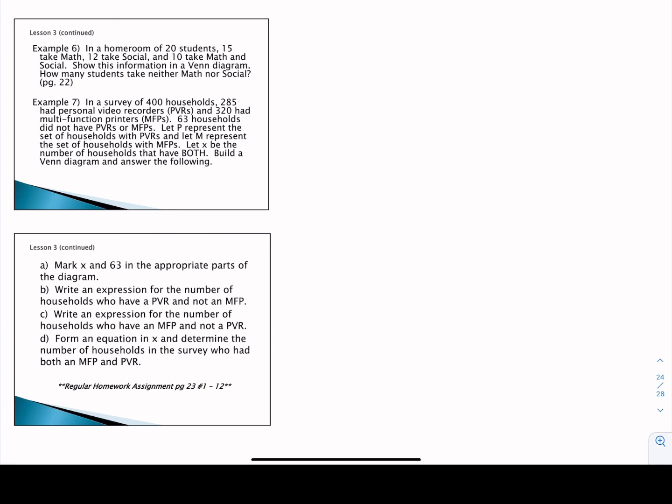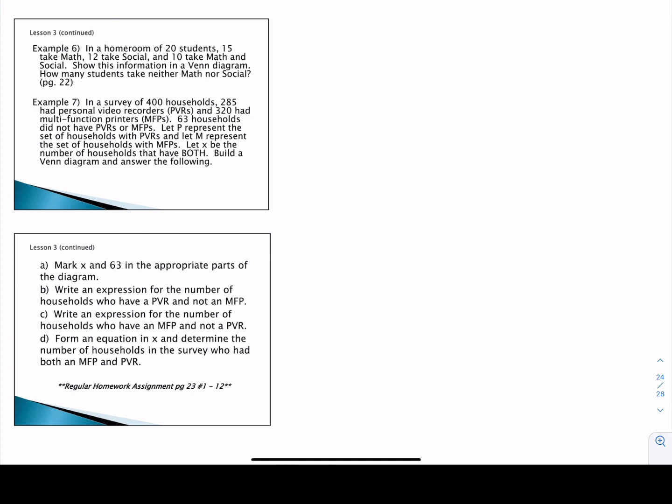In example 7, it says, in a survey of 400 households, 285 had a personal video recorder, so PVRs. 320 in those surveyed had multi-functioning printers, so we are calling those MFPs. What we also know is that 63 households did not have PVRs or MFPs. Let P represent the set of households with PVRs, let M represent the set of households with MFPs, and let X be the number of households that have both.